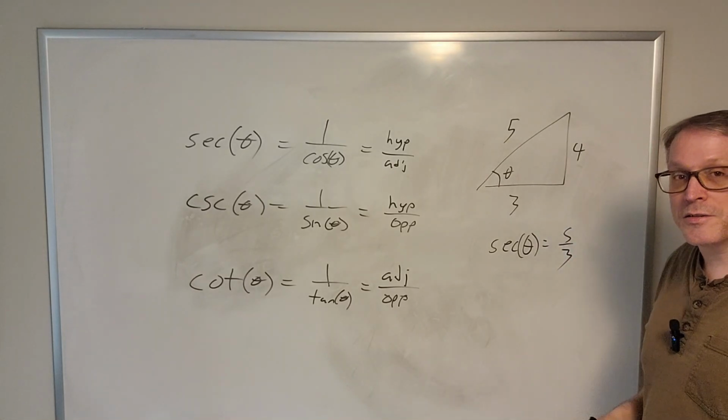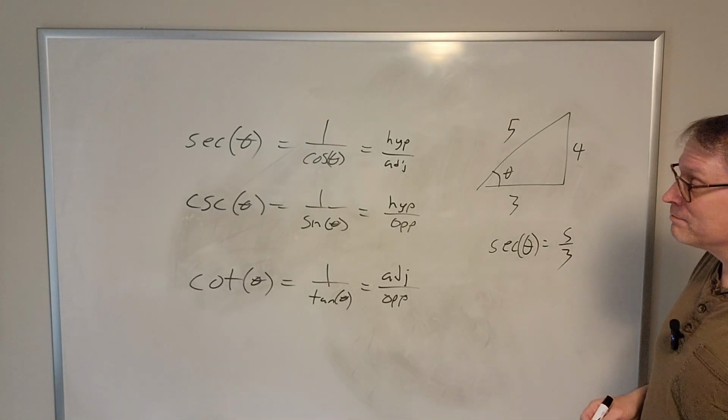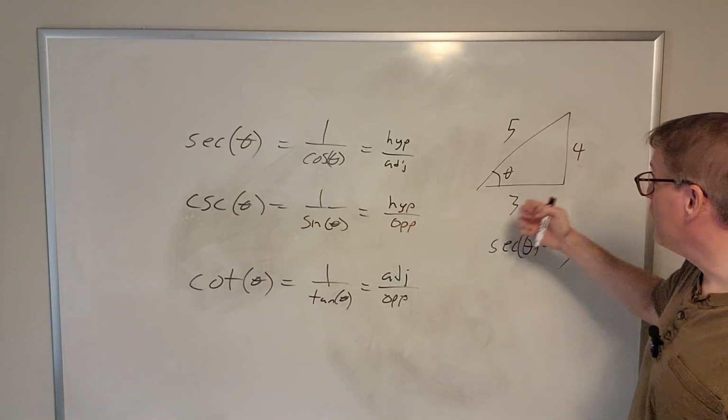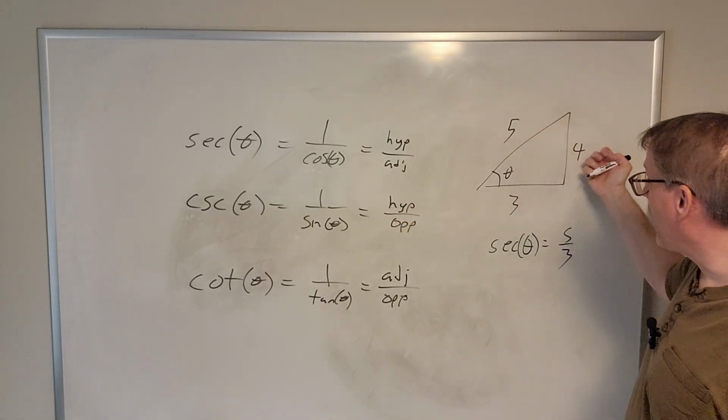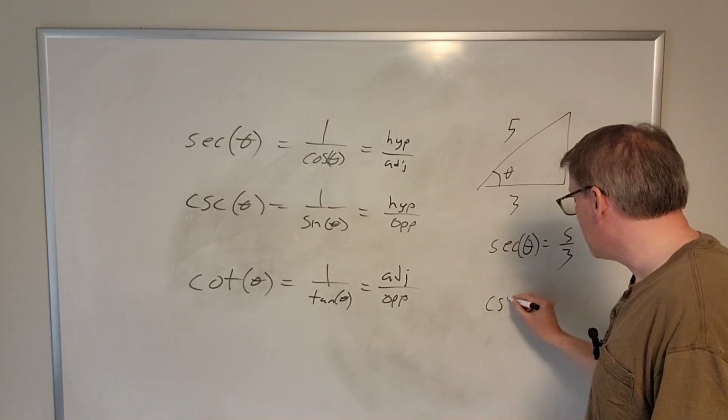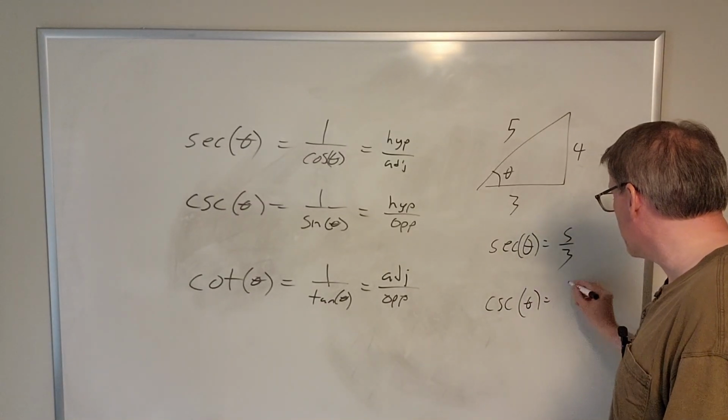What do you think the cosecant is? Yeah, 5 over 4, because sine would be 4 over 5, the opposite over hypotenuse. So you have 4 over 5, so cosecant is going to be 5 over 4.